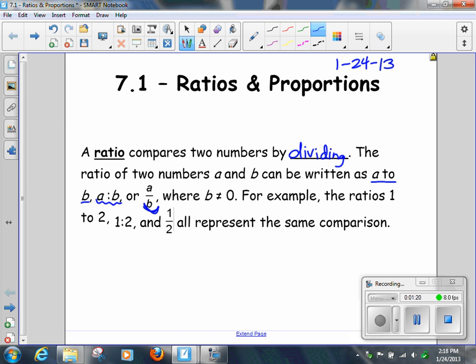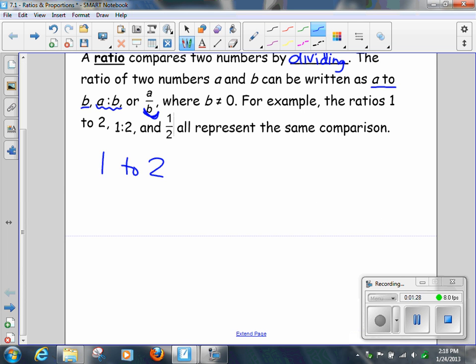Now, if I were to take the ratio 1 to 2, that can be rewritten 1 colon 2 or 1 over 2. We are definitely going to focus on fractions, not so much 1 to 2. We're not going to deal with that because it's not really math. It's just pretend math, kind of.